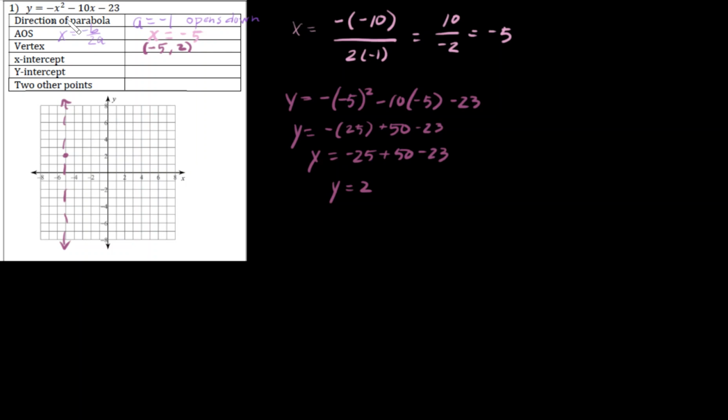The x-intercept, I'll do it in a different color. y equals -x squared minus 10x minus 23. I'm going to set y equal to 0. So 0 equals -x squared minus 10x minus 23. Let's go ahead and use the quadratic formula.